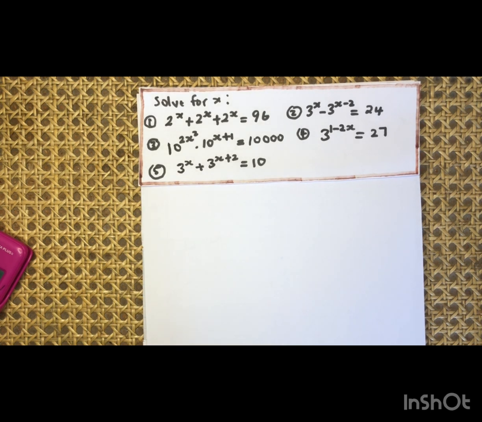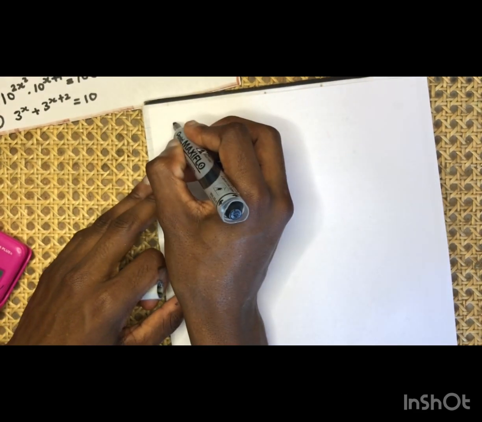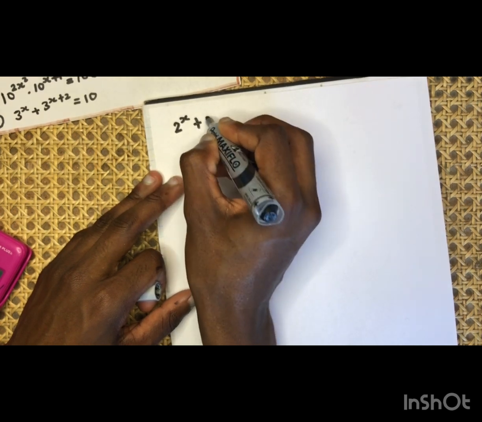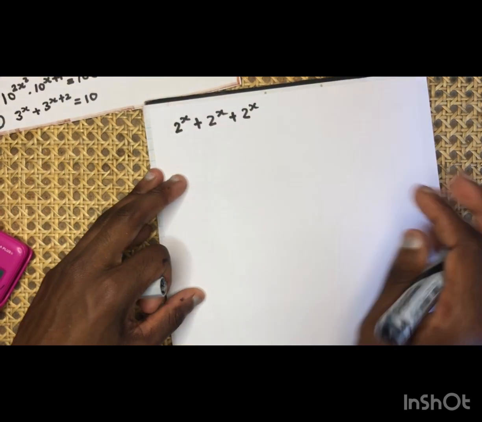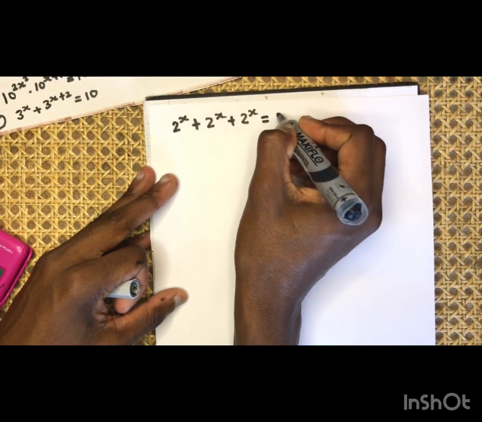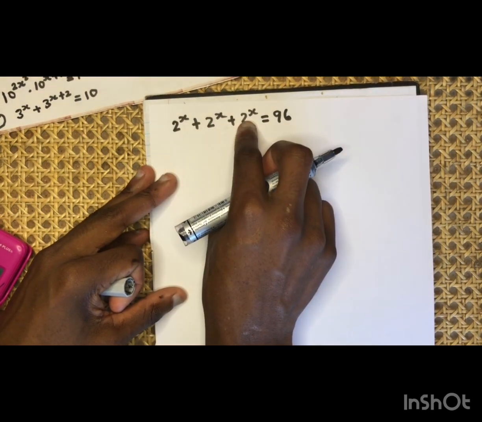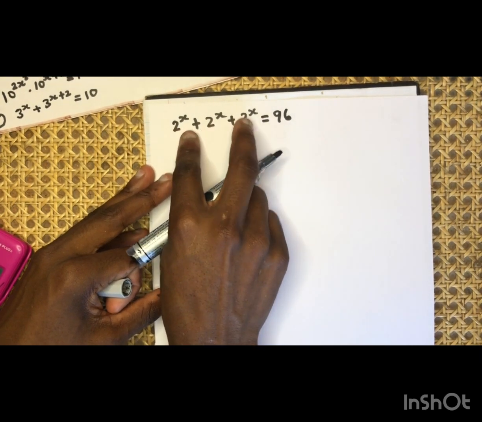So when all the bases are the same, an exponential equation of the common factor type can be identified by looking at the exponents and the constant term present between the exponents. So if we look at number 1 here, we have 2 to the power x plus 2 to the power x plus 2 to the power x plus 2 to the power x equals 96.